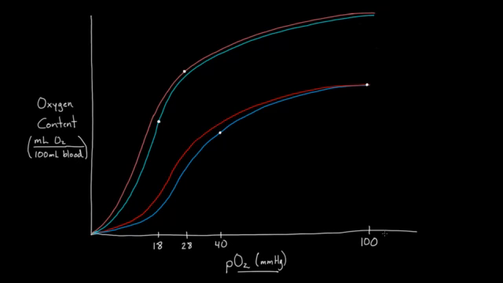And on the y-axis we have oxygen content. So it's not really oxygen saturation, it's the total amount of oxygen, including the amount that's dissolved plus the amount that's actually bound to hemoglobin. This first pink line up here, this is the umbilical vein, this pink one down here. And this blue one over here, this light blue one, this is the umbilical artery.